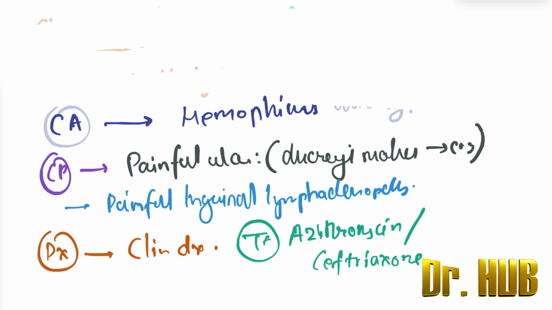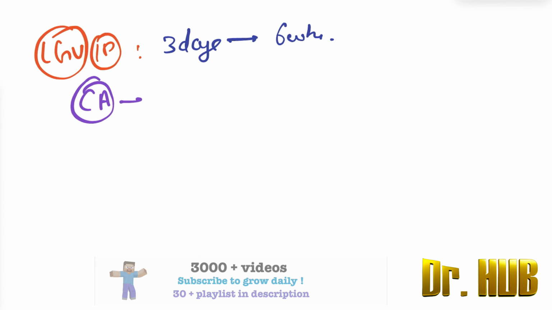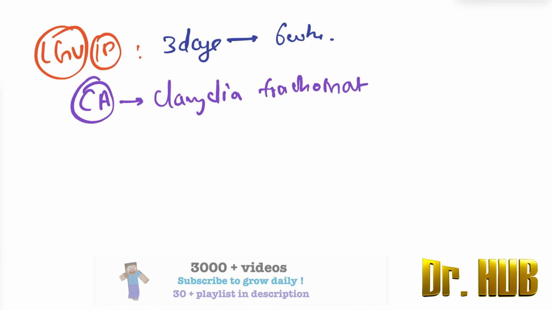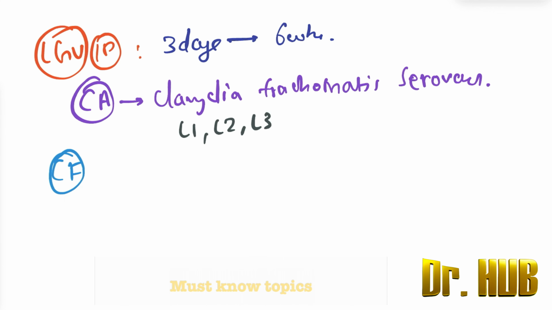Next, we look at the LGV. In terms of LGV, the incubation period, IP, is 3 days to 6 weeks. So what is the organism involved here? It is Chlamydia trachomatis, serovars L1, L2, and L3.